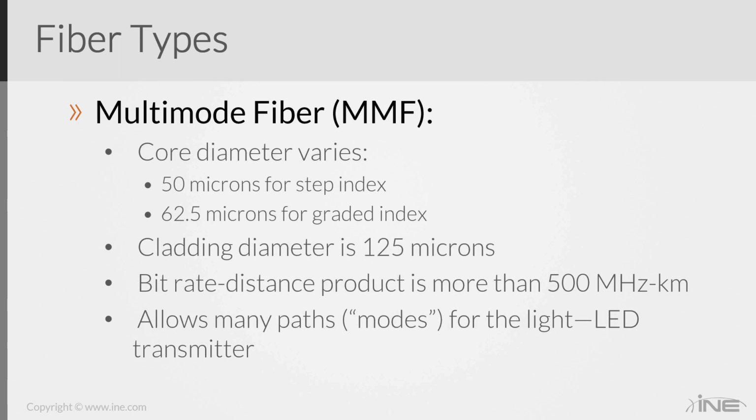Now, fiber types. The first one you're going to see when you work in short range style setups is multi-mode fiber: 50 microns for step index, 62.5 microns for graded index, cladding diameter is 125 microns, and bit rate distance is more than 500 megahertz per kilometer. Basically it allows many paths or modes for the light or LED transmitter. This gives you a lot of flexibility inside the data center, so that's where you're typically going to see this at short range.